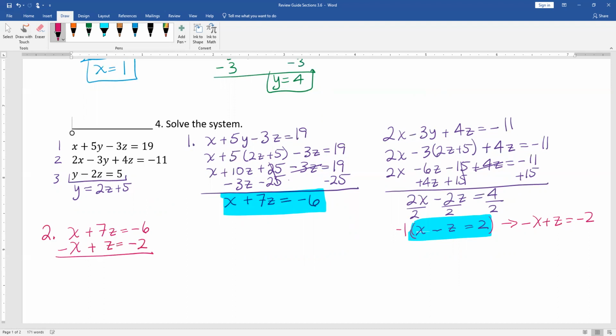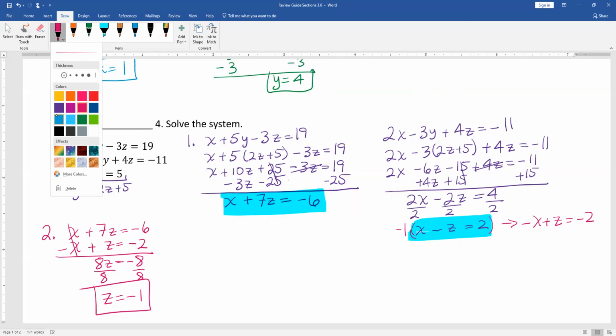Okay, so by doing that, same thing, just an equivalent expression, equivalent equation. I cancel my x. 7z plus z is 8z equals negative 8. And when we divide both sides by 8, we get z equals negative 1. So there's my first variable. Now that I have that, I'm actually going to go back to the equation I just made, the x minus z equals 2. I'm going to plug in the z and solve for x. So we'll call that step 3.